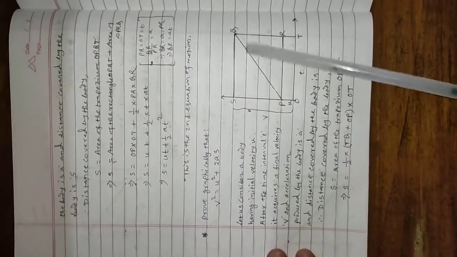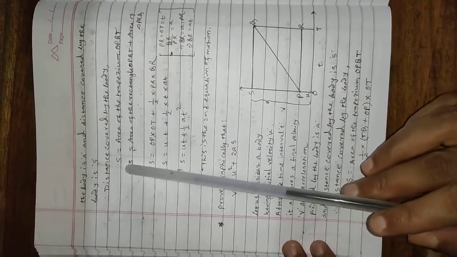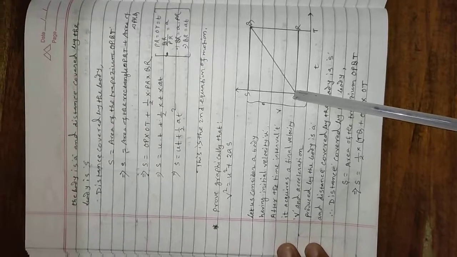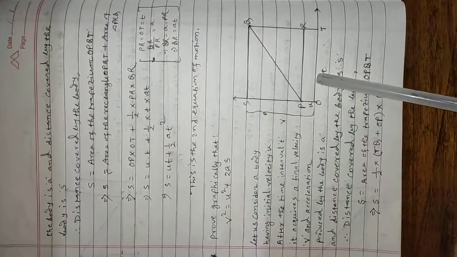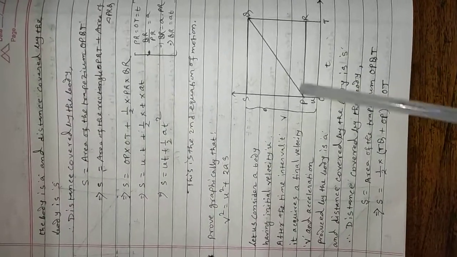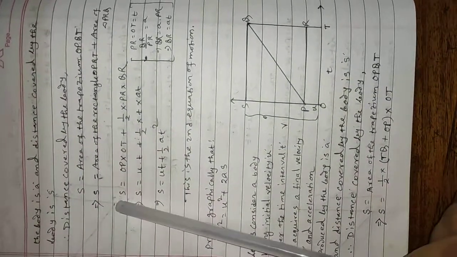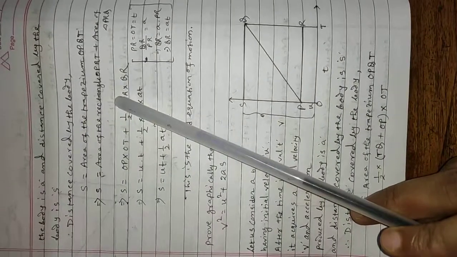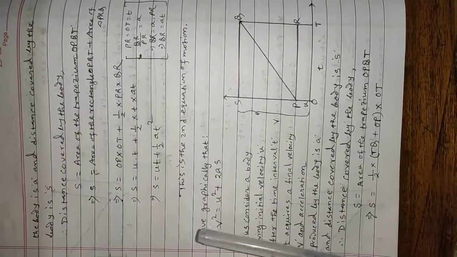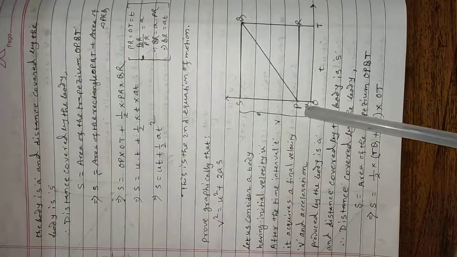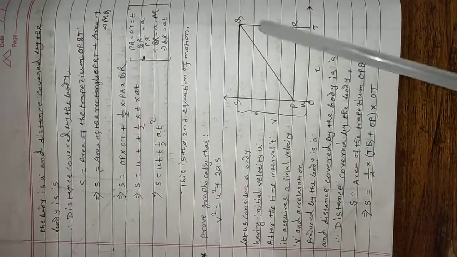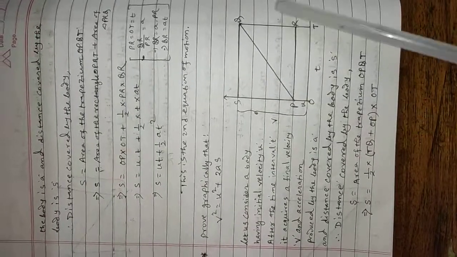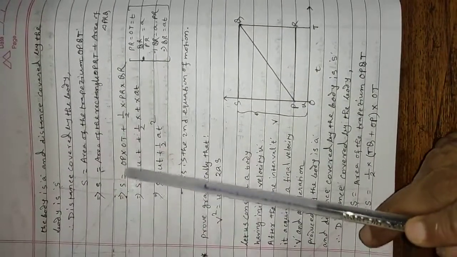same graph. Distance covered by the body s is equal to the area of the trapezium. Same figure, so I am showing from here. OPQT, that's your trapezium. This trapezium you divide into two parts, one is a rectangle, one is a triangle. So S is equal to the area of the rectangle OPRT and the area of triangle PRQ. Now for the rectangle formula you take this one as length, this one as breadth, OP into OT, and for the triangle half into base and height. Base is PR, height is QR.